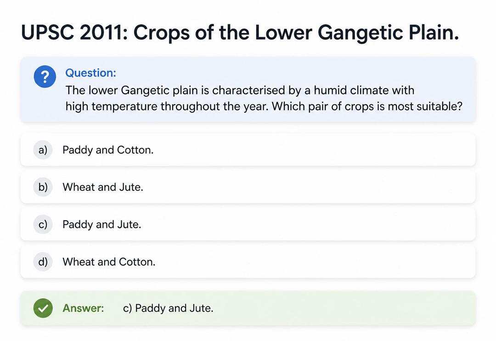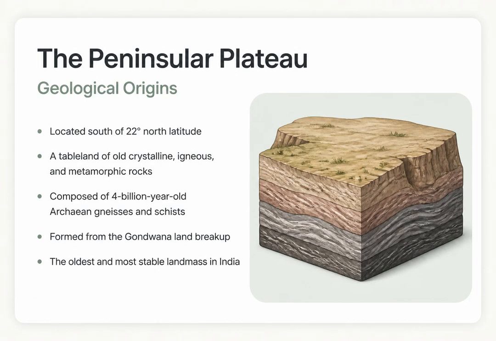This leads us right into our next major geographical division. Continuing our exploration of India's physical geography, we move south of the 22nd parallel north to examine the Peninsular Plateau. This massive tableland is incredibly ancient. It is composed of old crystalline, igneous, and metamorphic rocks, specifically Archean gneisses and schists that date back roughly 4 billion years. Because it was formed directly from the fracturing of the ancient supercontinent Gondwana, it stands as the oldest and most geologically stable landmass in all of India.